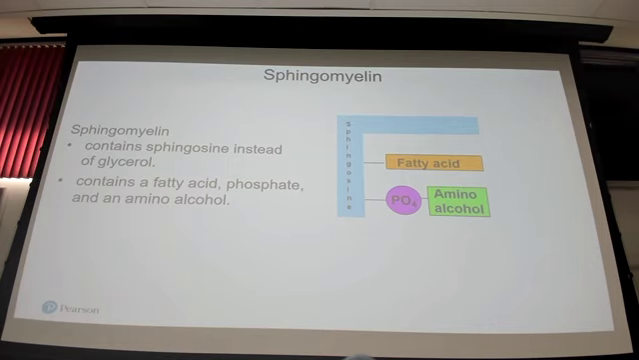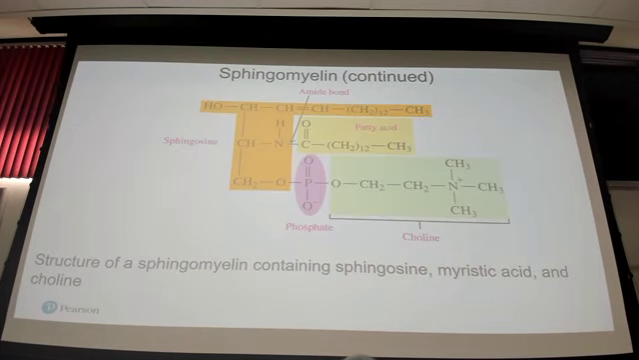In addition to that, they contain a fatty acid, like we talked about. All of the lipids that we talked about contain fatty acids except for the cholesterol molecule. And these also contain that phosphate group and a shorter amino alcohol. So here is a sphingomyelin structure.